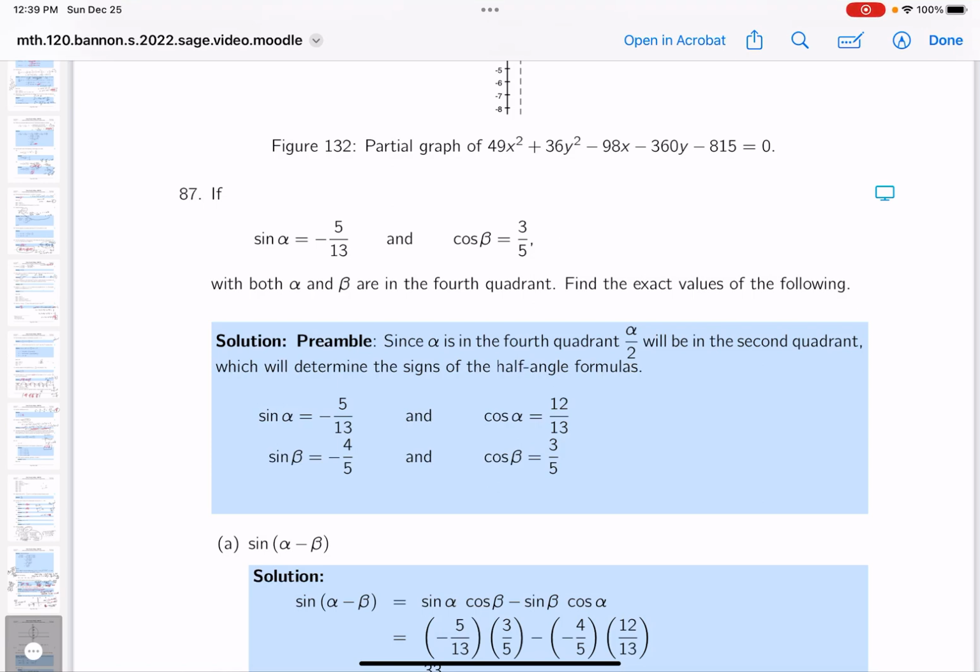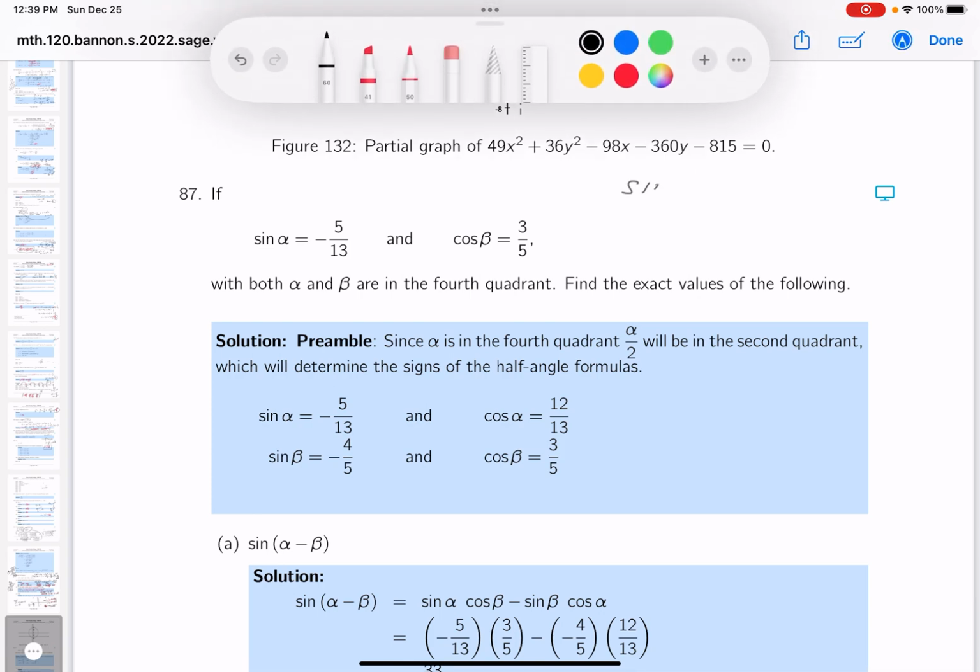Okay, alpha and beta are in the fourth quadrant. So it's going to be pretty easy to figure out what the cosine of alpha is and what the sine of beta is. So I'm going to write this down. The sine of beta, we need to figure that out, and we need to figure the cosine of alpha. All right, so what do we know about this?